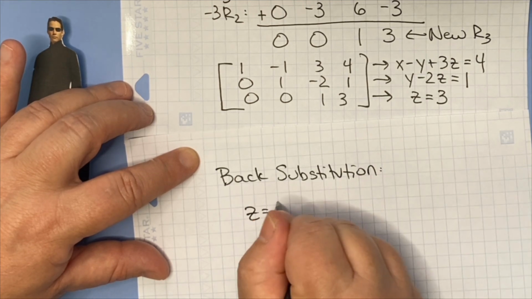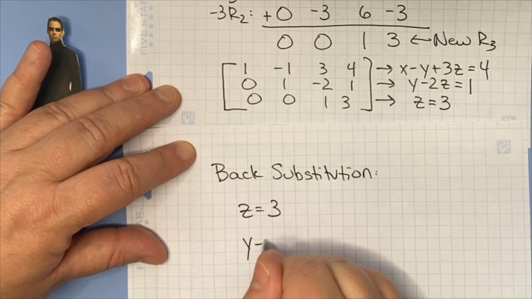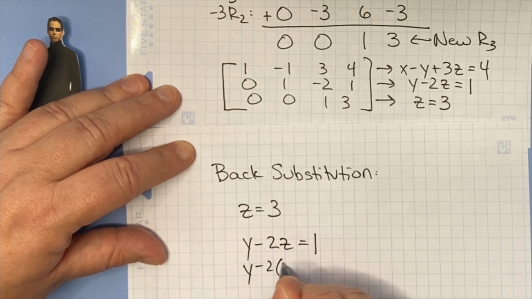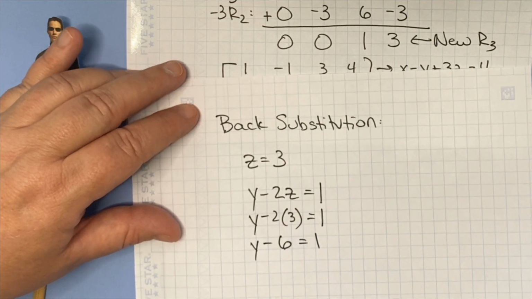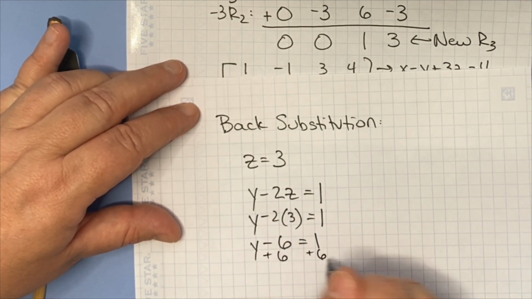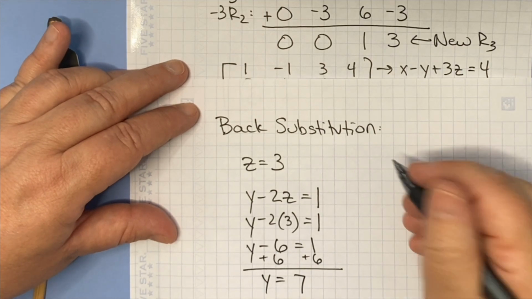So z equals 3. Woohoo. And then I've got y minus 2z equals 1. So y minus 2 times 3 equals 1. Y minus 6 equals 1. So plus 6, y equals 7. Okay, nice.